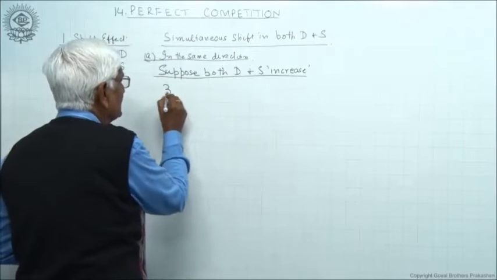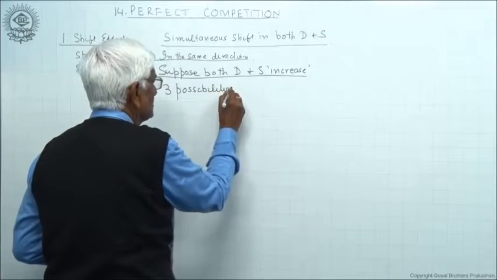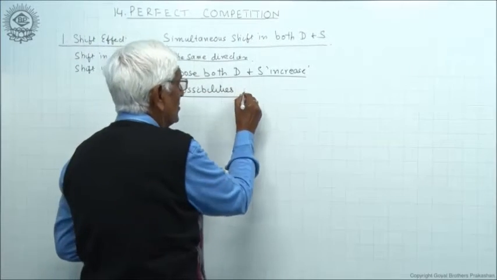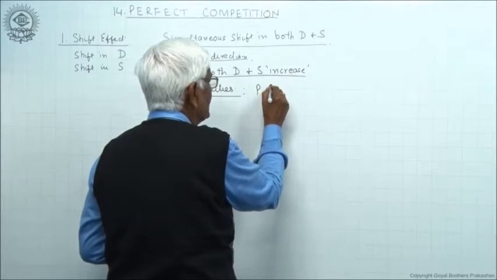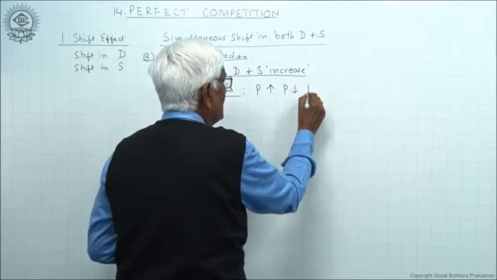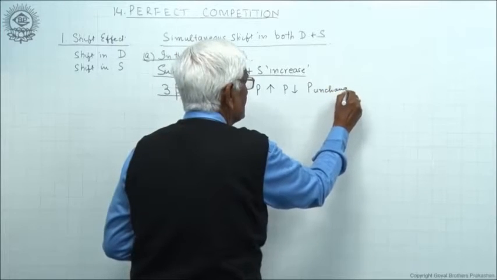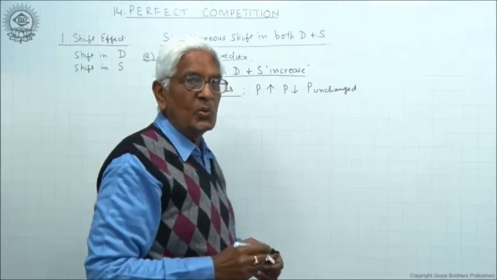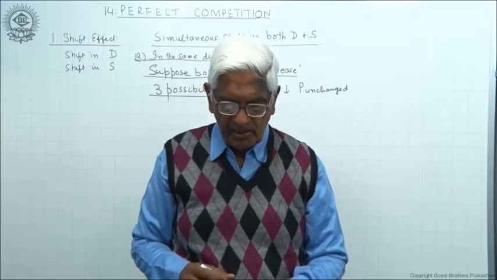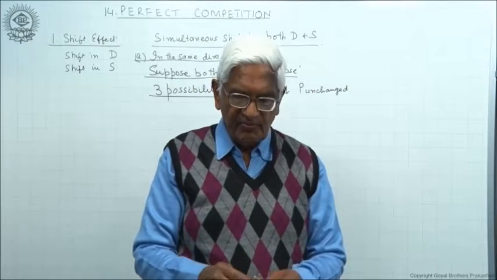There are three possibilities. One, price may rise. Second, price may fall. Third, price may remain unchanged. There is no one possibility, but there are three possibilities. Let us take up each possibility one by one.